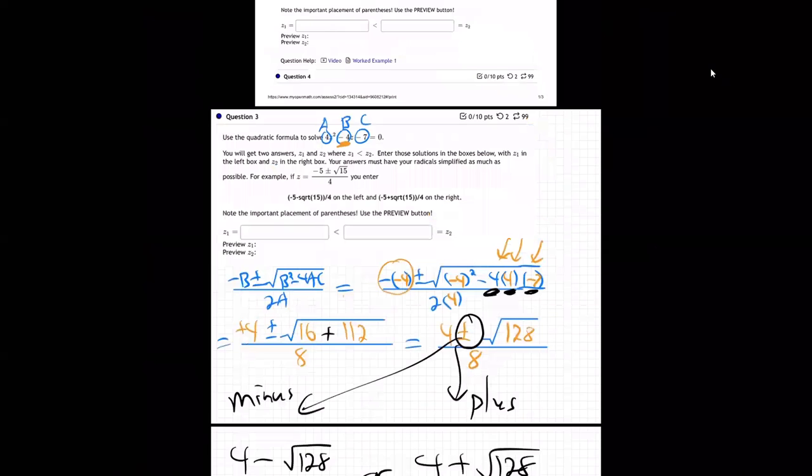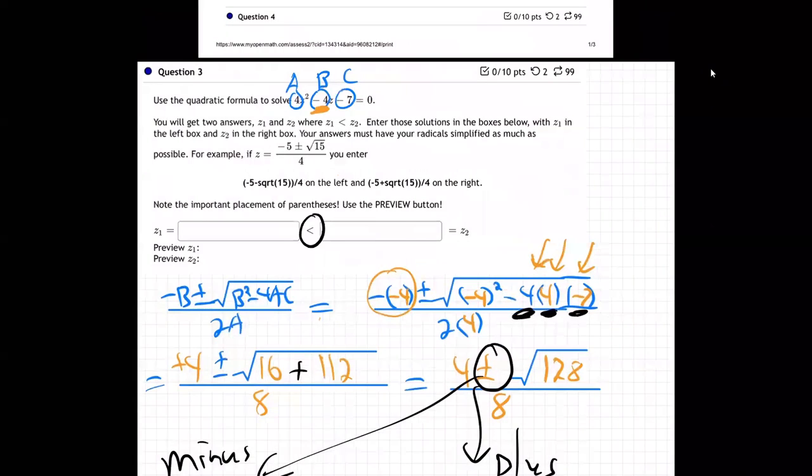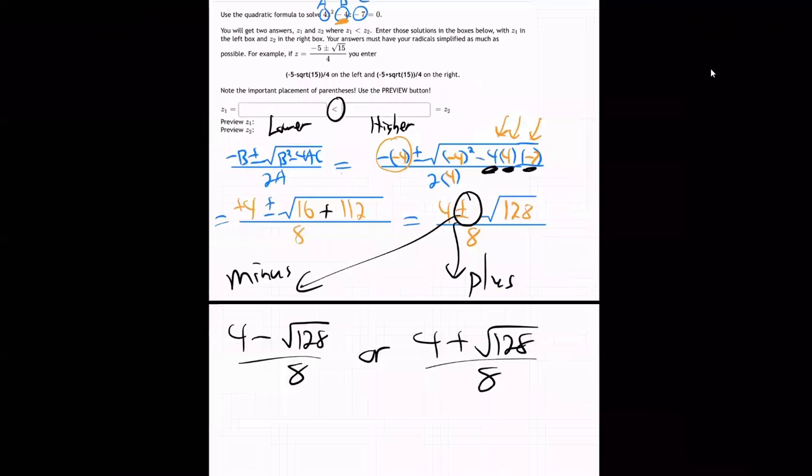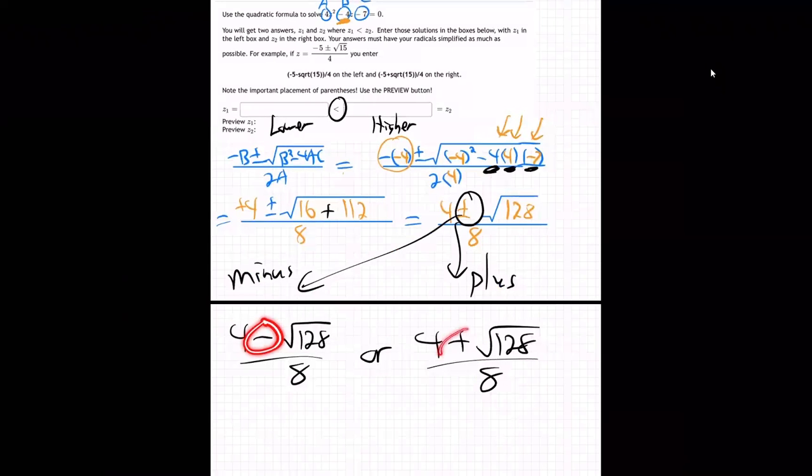Because they want the lower one first. You look back at the answer blanks, see how this less than, they want the lower one here and the higher one here. You want the lower first, then the higher. So you do the minus first, that's going to be lower, right? And then the plus is going to be bigger. Okay, then hit the buttons on your calculator.